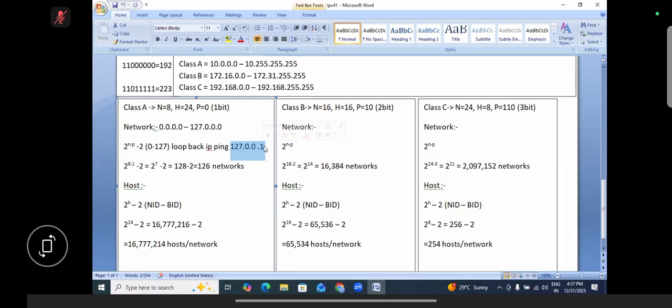So what is the use of loopback IP address? This is a very, very important interview point of question, guys. Got it, guys? So what is a loopback IP address? 127.0.0.1. What is the use of this loopback IP address? To check the NIC card.